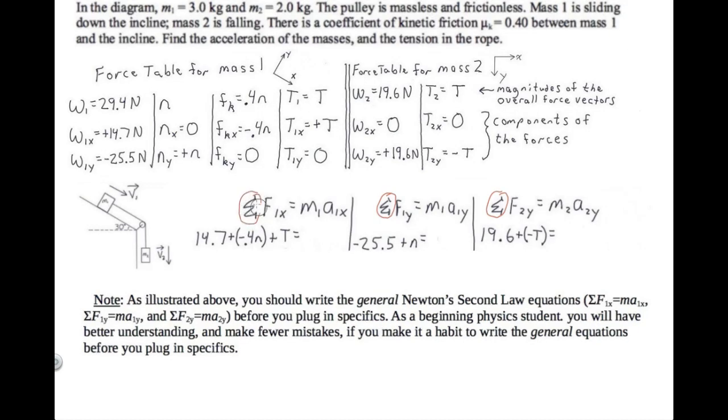The sigma symbol means add. So on the left side of each equation, we add the individual force components, which we determined in our force tables. Here we add the x components of the forces on mass 1. Here we add the y components of the forces on mass 1. And here we add the y components of the forces on mass 2.